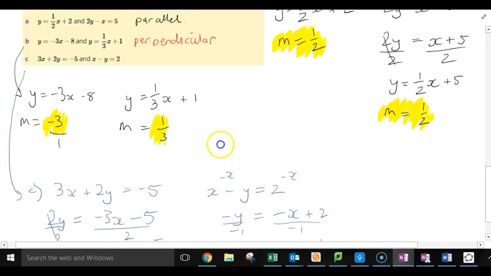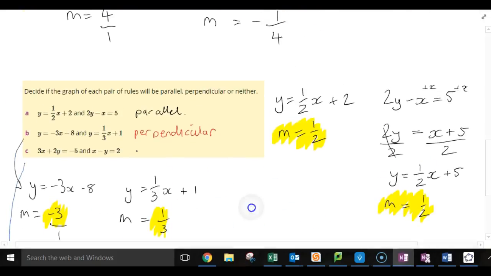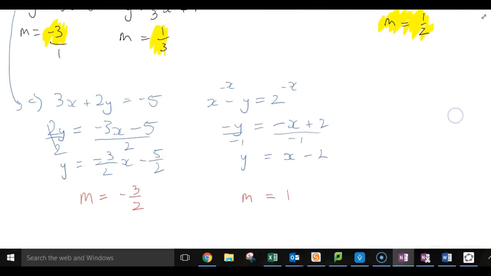We'll go back up to our original, and we'll write neither parallel nor perpendicular. So that's how you do these questions.